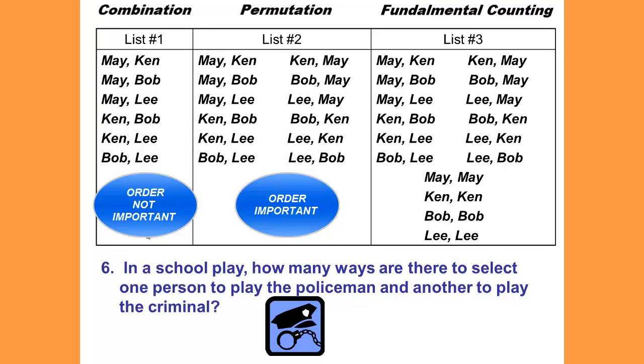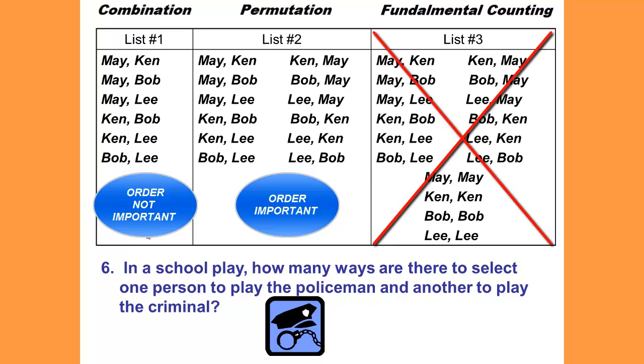Question number 6. In a school play, how many ways are there to select one person to play the policeman and another to play the criminal? Can the same person play both parts? In other words, can we allow repeats? Since that answer is no, we cannot have repeats because the same person cannot play both parts. That eliminates list 3. That eliminates the fundamental counting.